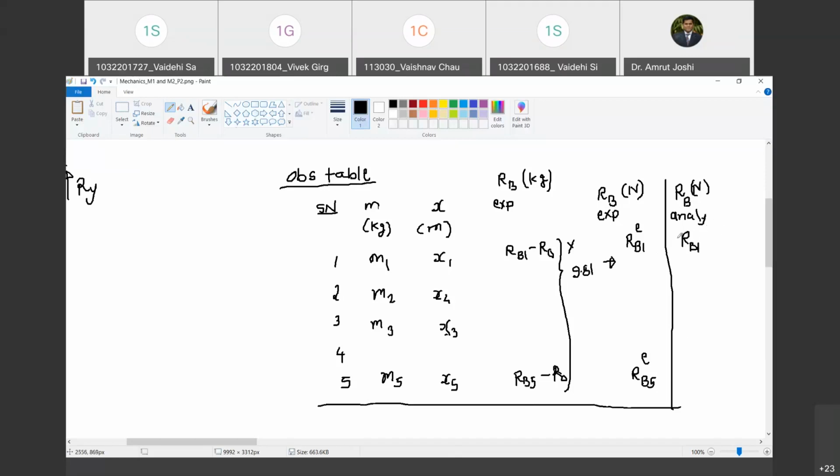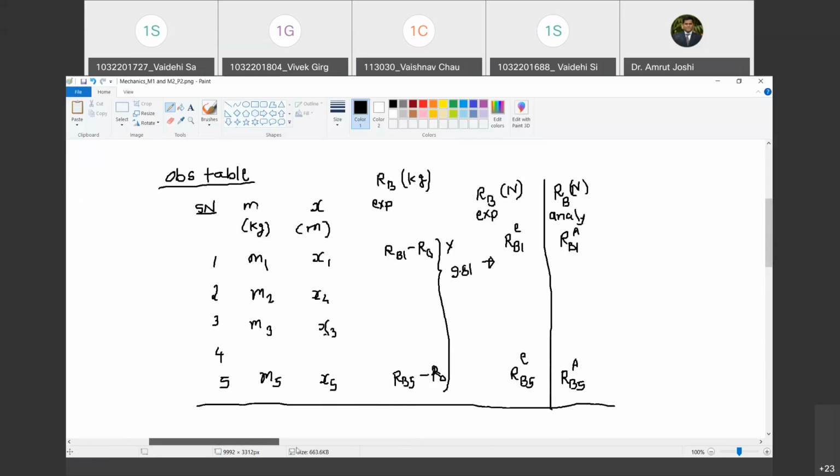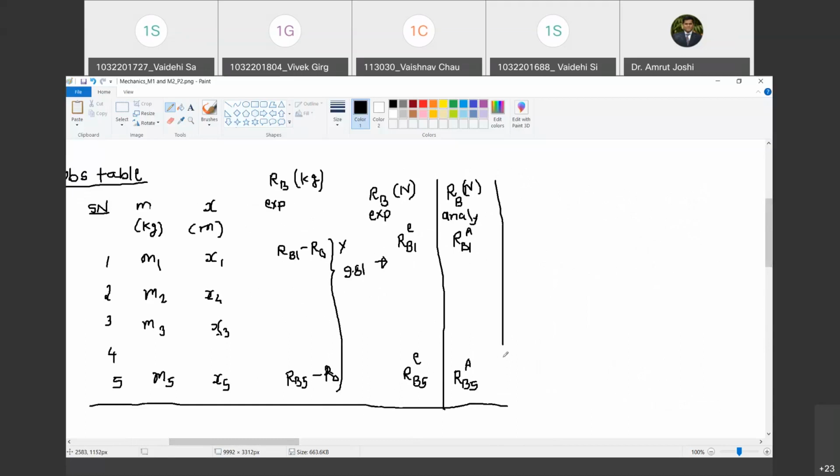But if I am equipped with any technique where I can calculate this value of RB analytically, I am going to call it RB1 analytical to RB5 analytical. Do you agree with me? Yes, sir. And what do you expect? These two, experimentally measured RB and analytically measured RB, should they be the same? But how is it measured analytically? That we will discuss later. But if I can find out this RB1 analytically by invoking certain principles of mechanics, should they be the same?